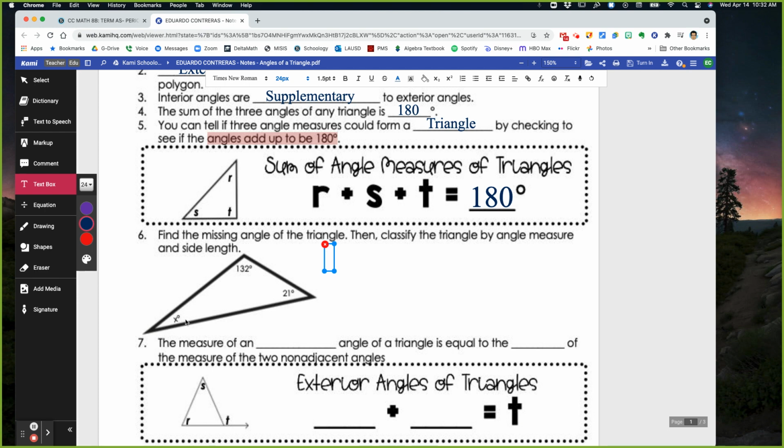Yeah. Someone is saying add them up. Why would I want to add them up? Why would I want to say x plus 132 plus 21? What does that give me? If I add them up, what do they equal? 180. All three angles together, including x, add up to 180. Yeah. All three of them have to add up to 180. Absolutely.